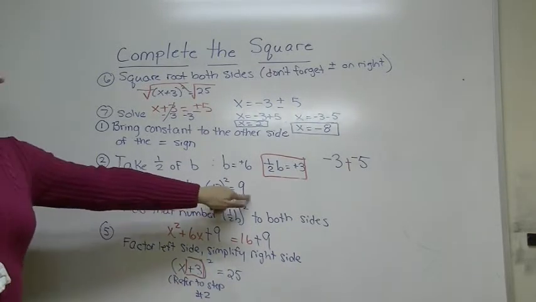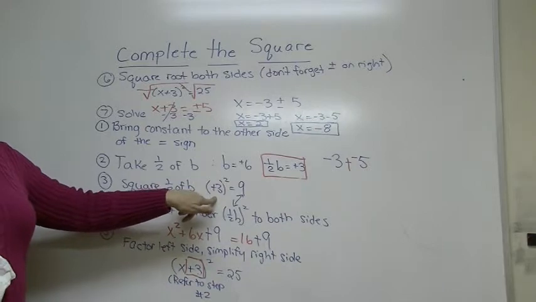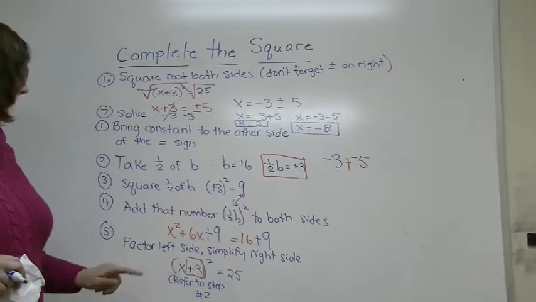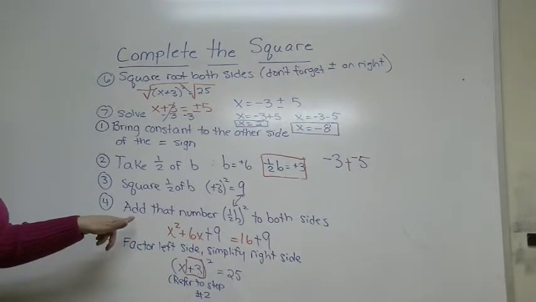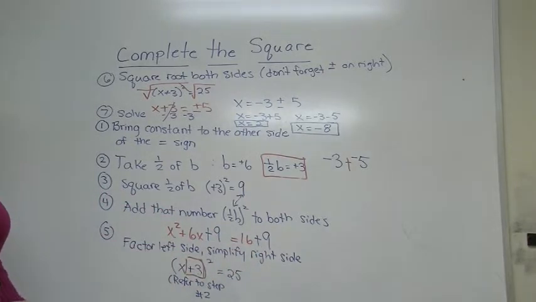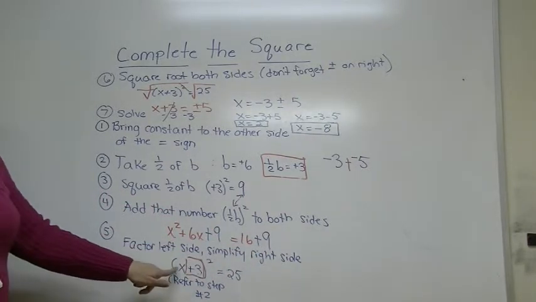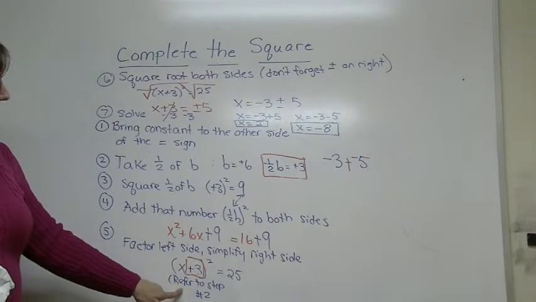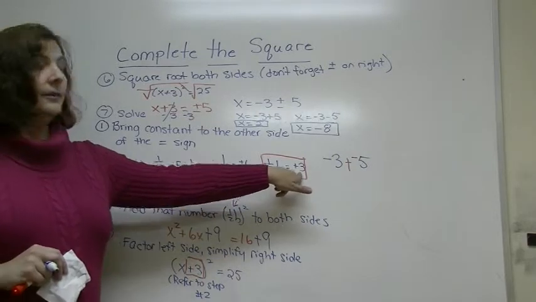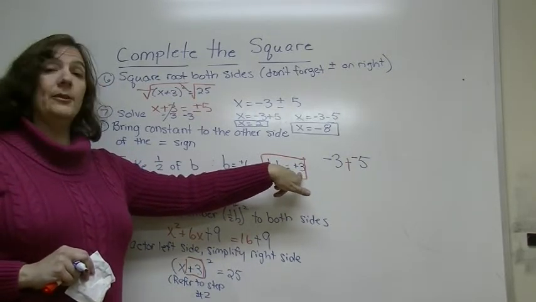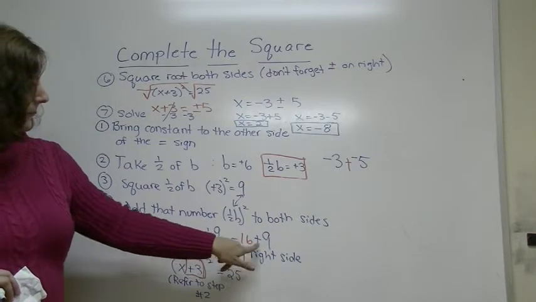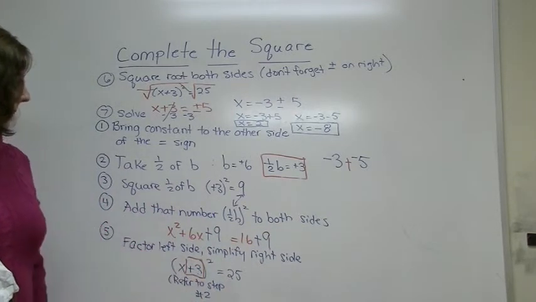This should always end up being a positive number, because when I square, whether it's positive or negative here, squaring always gives me back a positive number. Step 4, add that number from step 3 to both sides of the equation. Step 5, factor the left-hand side. And remember, it's always going to factor into x plus this number, or minus this number, whatever is here from step 2, squared, equals, and you're going to add those 2 values together.